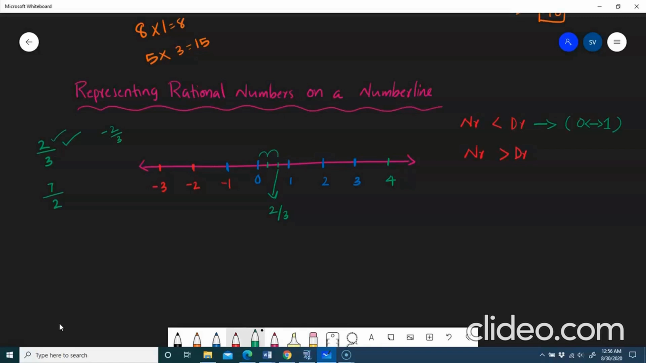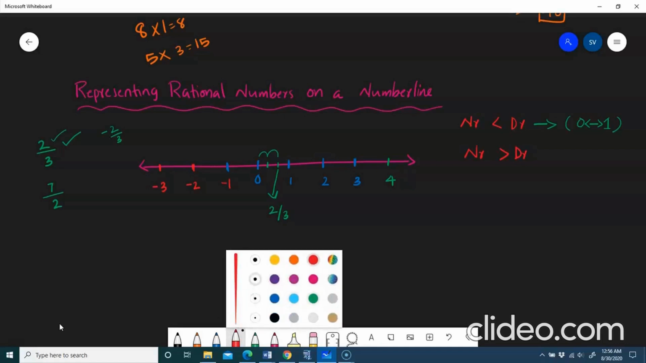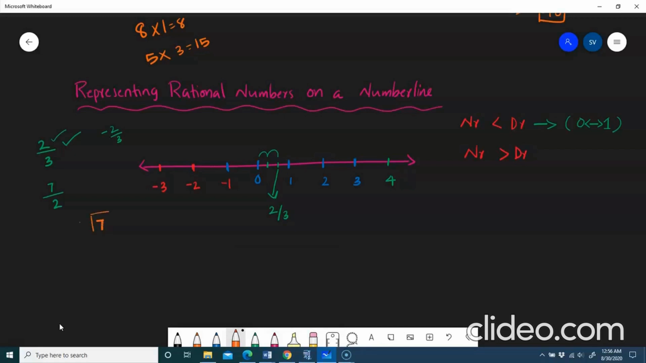What will happen if the numerator is greater than the denominator? Easy thing. I need to try with a different color pen. We need to make this fraction, 7 by 2, 7 divided by 2, into a mixed fraction. How can we do that? Divide it. How many times is 2 in 7? It is 3. 3 times 2 is 6. What is the remainder? It is 1.